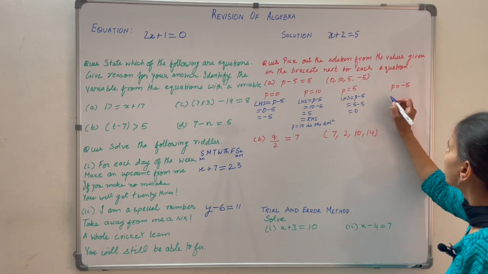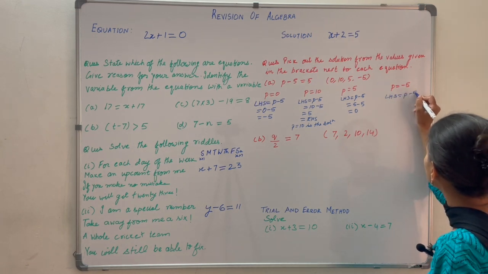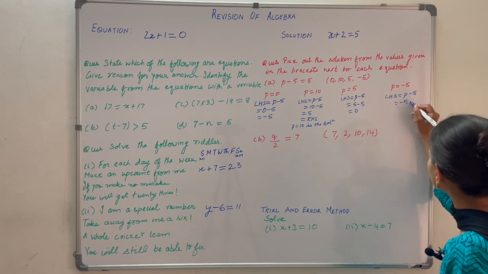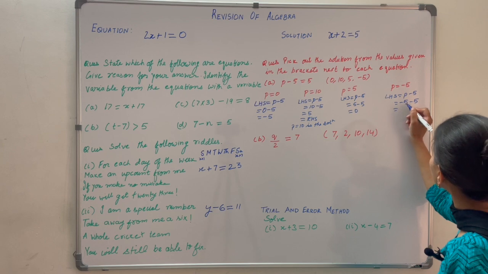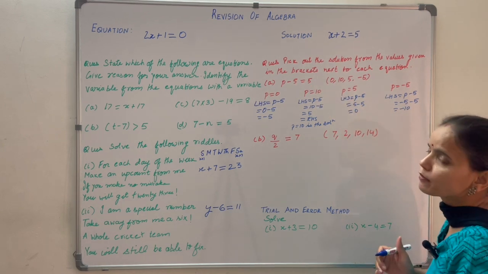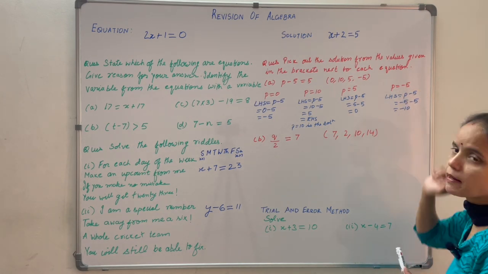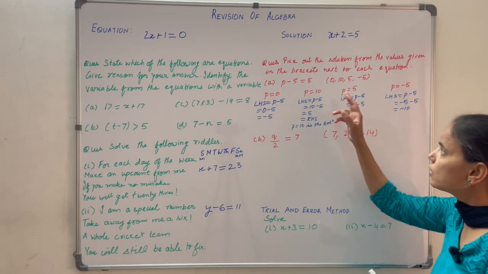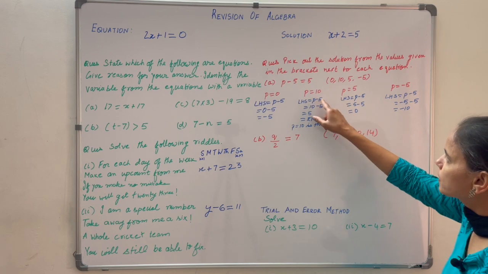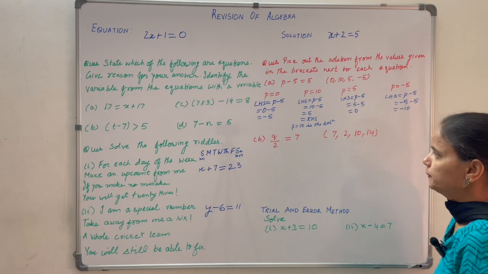For p equals minus 5, on the left hand side you have p minus 5. The value of p they have told you to take is minus 5, and here this is minus 5. So minus 5 minus 5 is minus 10, and on the right hand side you have got 5. So it is not equal to 5. So p equals minus 5 is not the solution of the equation p minus 5 equals 5. So you found out p equals 10 is the solution of this equation.